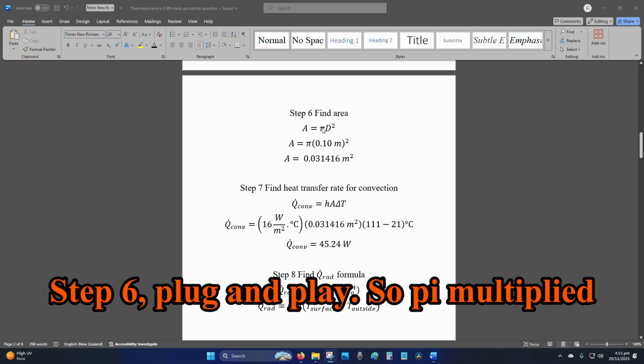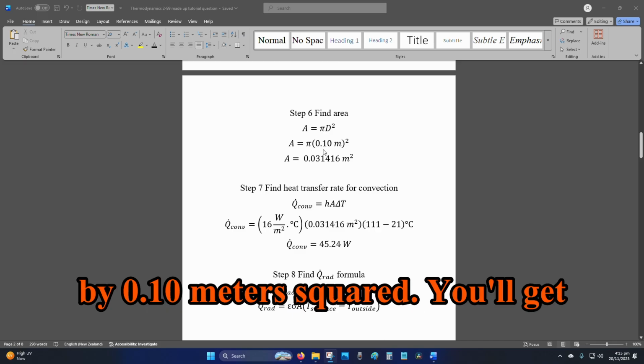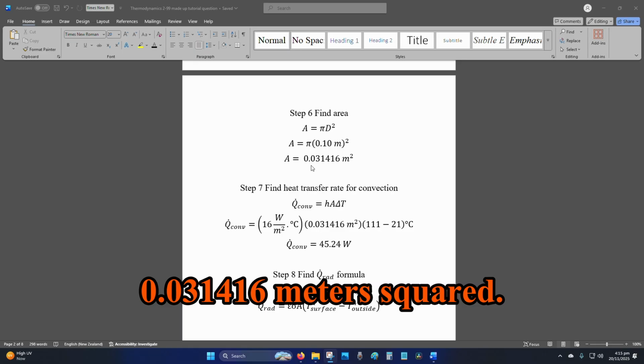Step 6, plug and play. So pi multiplied by 0.10 meters squared. You'll get 0.031416 meters squared.